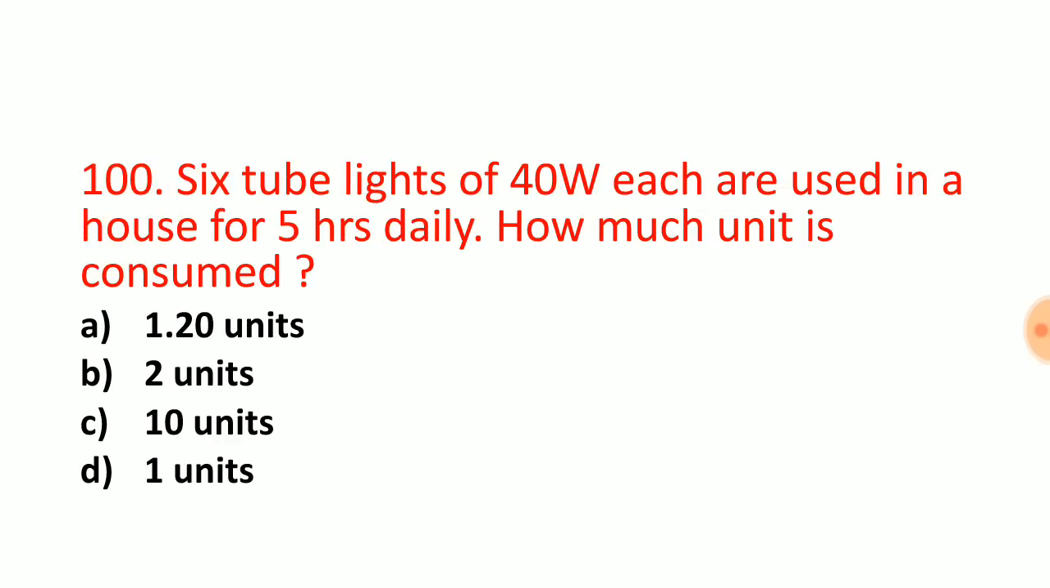Question number 100. 6 tube lights of 40 watt each are used in a house for 4 hours daily. How many units are consumed? You know how to calculate this question. This is also a task for you.